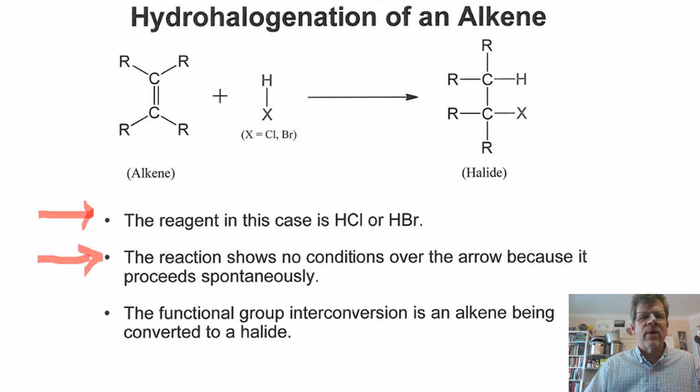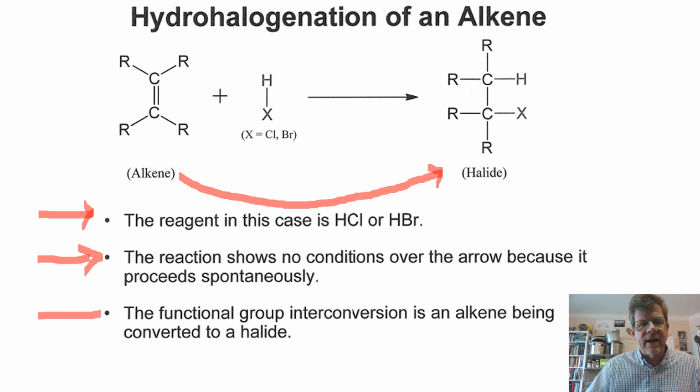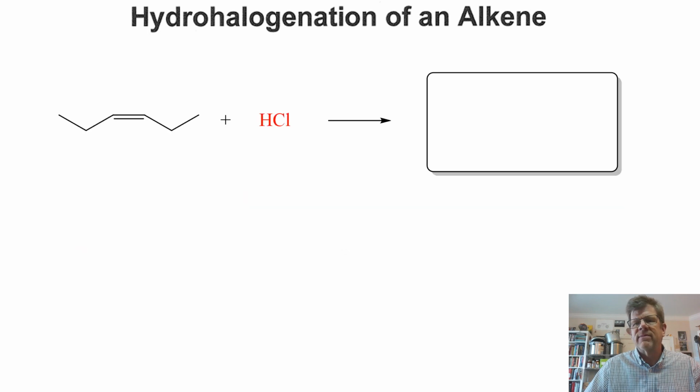So when we treat that alkene with HCl or HBr, what we get is a functional group interconversion from an alkene to a halide, a single halide. So that is the functional group interconversion, and in a general nutshell, what the hydrohalogenation of an alkene produces. So let's look at an example. Here is an alkene plus HCl. Fair enough, that's the reagent. Nothing over the arrow, so it's spontaneous. All of these fit the bill of the hydrohalogenation of an alkene.